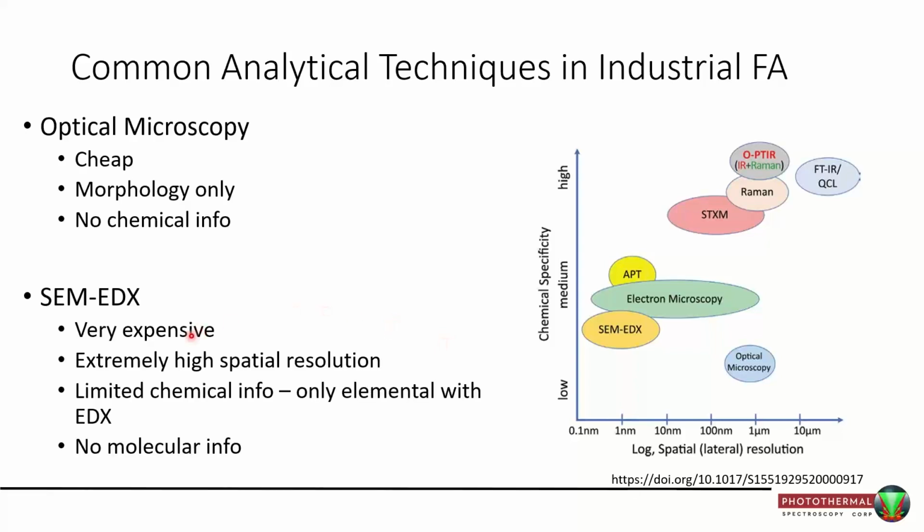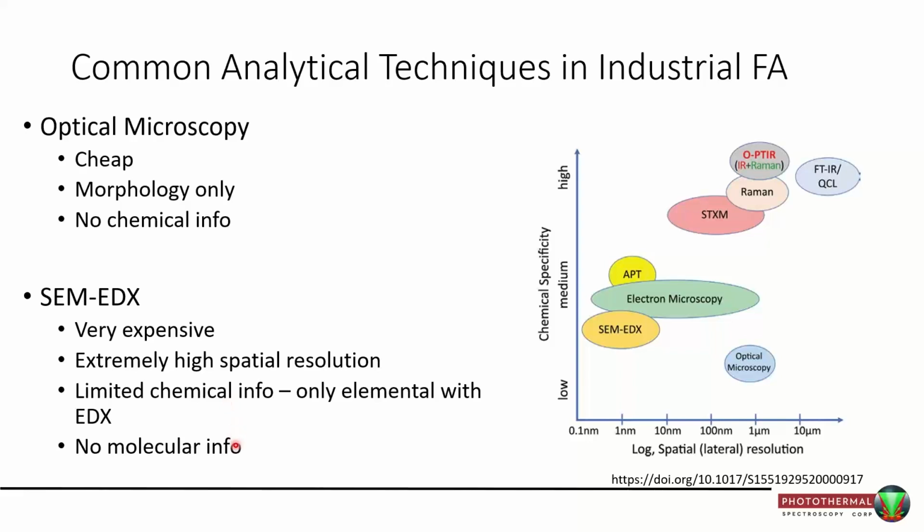And maybe the workhorse in a lot of industrial FA settings or laboratories is SEM, scanning electron microscopy. Now, that is quite expensive, though it does give you exquisite spatial resolution. In a SEM-only setting, it has low chemical specificity. In fact, there is none. If you add EDX to it, you then get elemental information, but again, that's limited information. It only gives you part of the picture. To really resolve the full puzzle of what this particle is, where it's come from, how do I get rid of it, you really need molecular information, and that's really what it lacks.